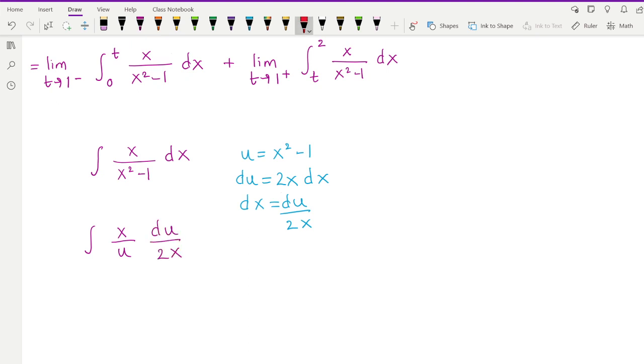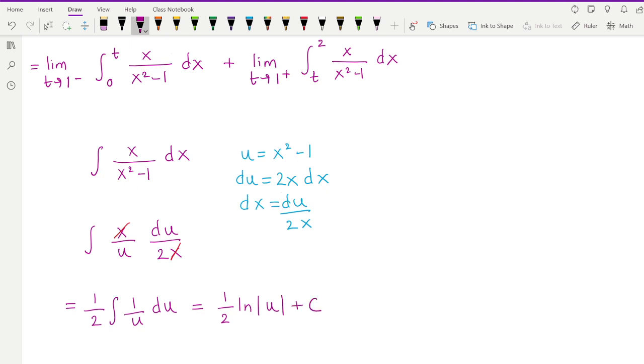We can cancel out these x's. And so we're left with 1/2 times the integral of 1 over u du. So what is the antiderivative of 1 over u? Well, we know that that is ln of absolute value of u. So we have 1/2 times ln of absolute value of u.